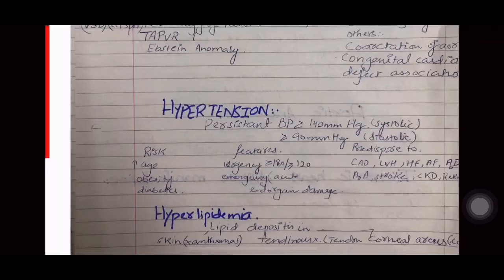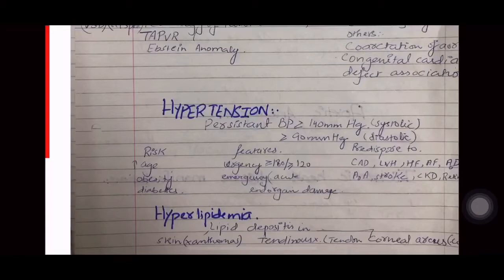What is hypertensive urgency? Hypertensive urgency is severe hypertension that is greater than or equal to 180 by greater than or equal to 120 mmHg. Now, what is hypertensive emergency? Severe hypertension with evidence of acute end-organ damage. Predisposes to heart failure, atrial fibrillation, aortic dissection, aortic aneurysm, stroke, chronic kidney disease, retinopathy.